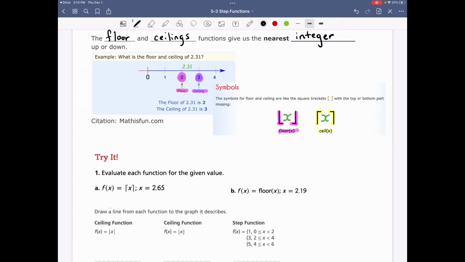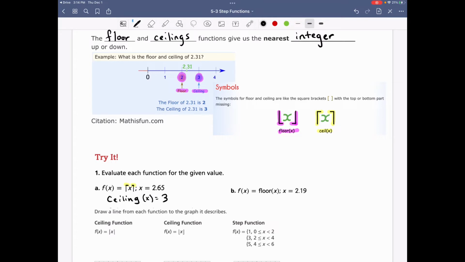Evaluate each function for the given value. All right, so for part A, the first thing we want to find out is, do we have a floor or a ceiling? And so it looks like the little brackets are on top. You may need to make that a little darker in your notes. And that would mean that we have a ceiling because the brackets are up here at the top. And the ceiling, so if we have 2.65, that's between 2 and 3. So the ceiling would be the bigger number, so it would be 3. The ceiling of x equals 3.